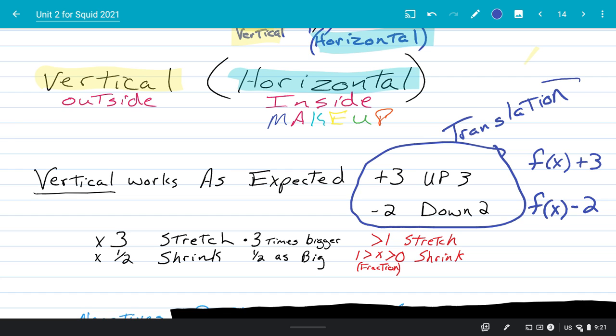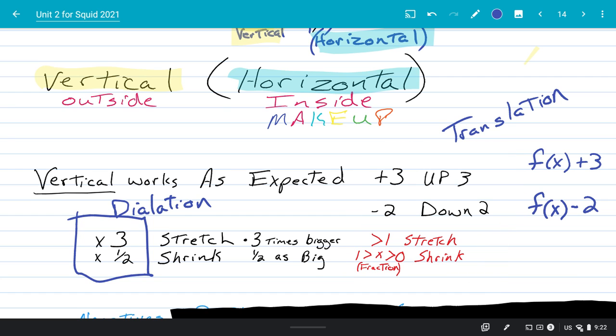So the first type of transformation is a translation, and it happens when you add or subtract. The second type of transformation is a dilation. And a dilation happens when you multiply. So if I multiply something by 3, it's going to make it bigger or stretch it. If it happens on the outside, it would be a vertical stretch. If it happens on the inside, it would be a horizontal stretch. Now, when it comes to stretch or shrink, what I need you to know is that a large number, in other words, a number bigger than 1, is a stretch. Whereas a number that's a fraction or a decimal, that's between 0 and 1, is a shrink.